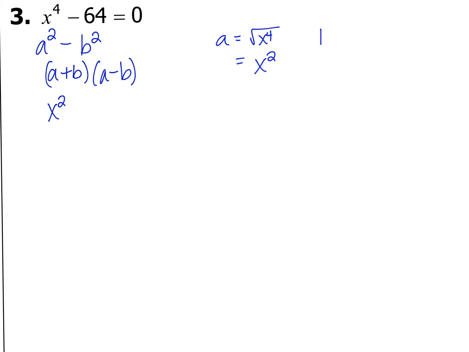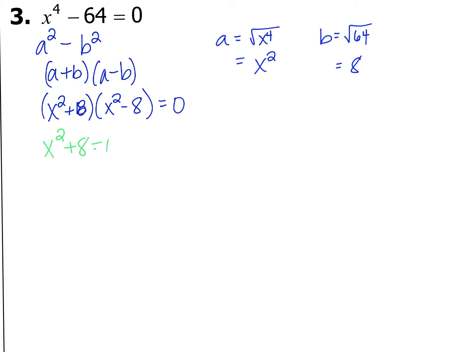Then I have b, which is the square root of 64, and the square root of 64 is 8. Therefore, b is 8. So I have x squared plus 8 and x squared minus 8, and I have that equal to 0. Remember to set both of my factors equal to 0. So I have x squared plus 8 equals 0 and x squared minus 8 equals 0.